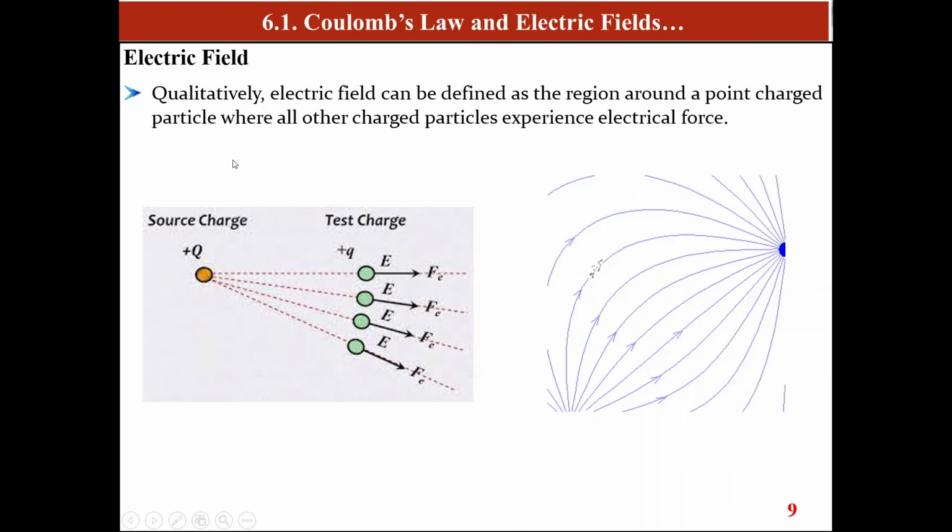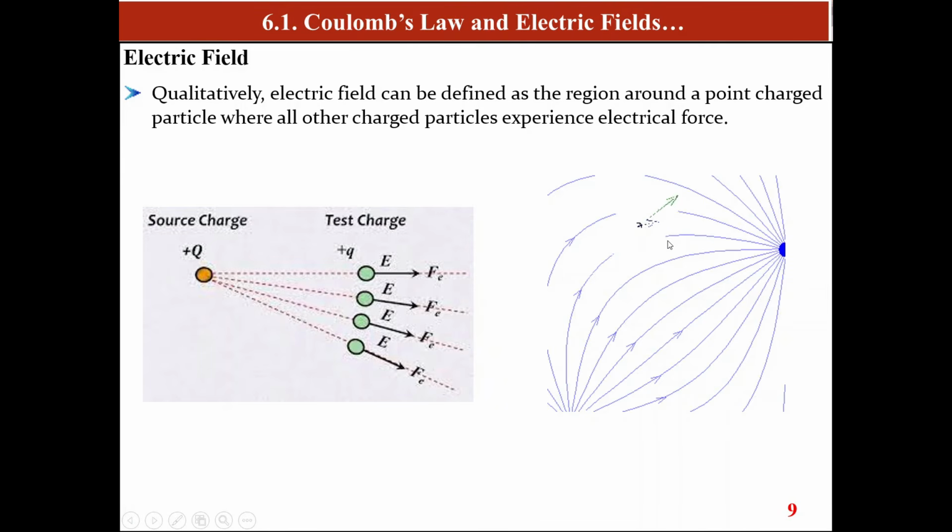We have a source charge, which is plus Q, and we also have a test charge plus Q. So these are the different test charges, and the direction of the electrostatic force is this one. Because of this test charge, we can find the direction of the electric field lines. This is a positive charge, they repel each other, so the direction of force is away from this charge. This indicates the direction of the force, or it is the direction of the electric field lines.